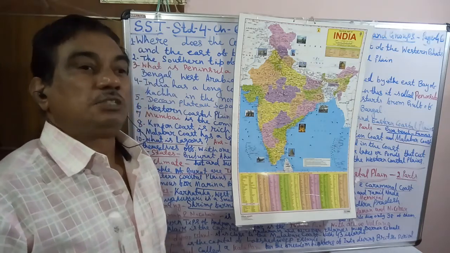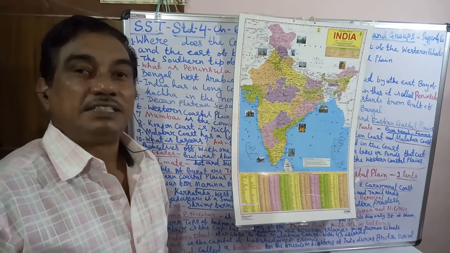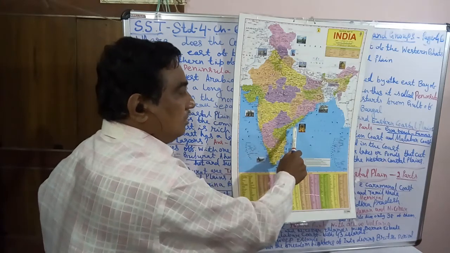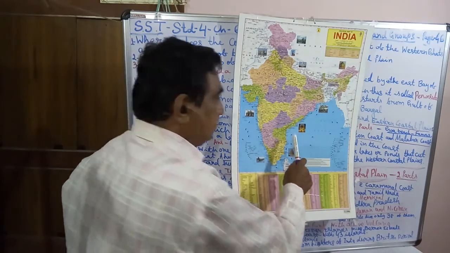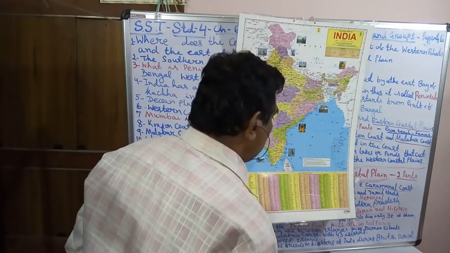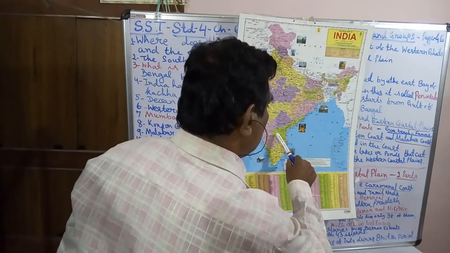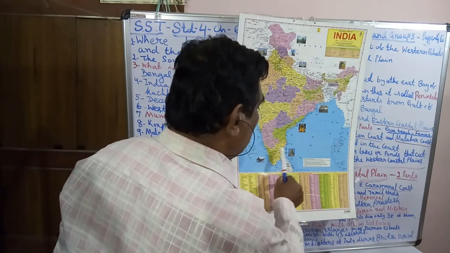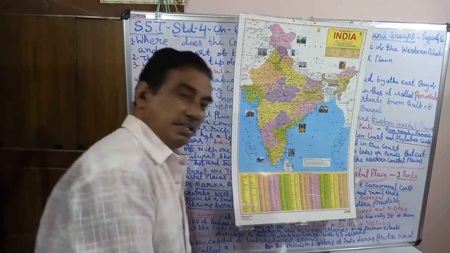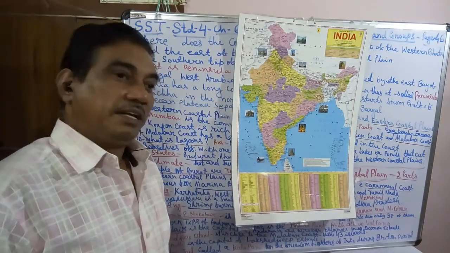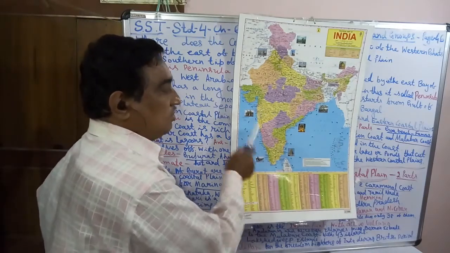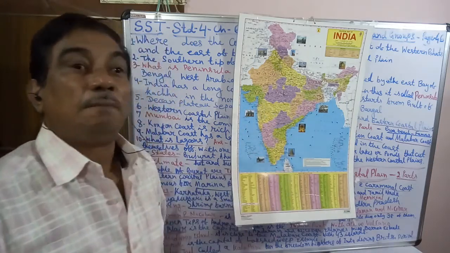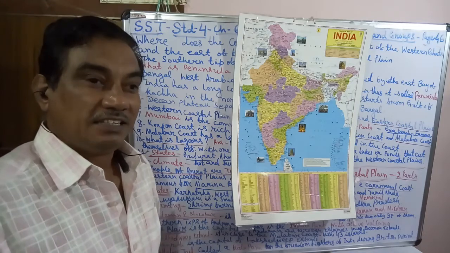Then the eastern coastal plains are famous for Marina Beach in Chennai, Tamil Nadu. Here is the Marina Beach. In the western coastal plain, Goa Beach is famous, and in the eastern coastal plains, the Marina Beach. Marina Beach is in Chennai, Tamil Nadu.